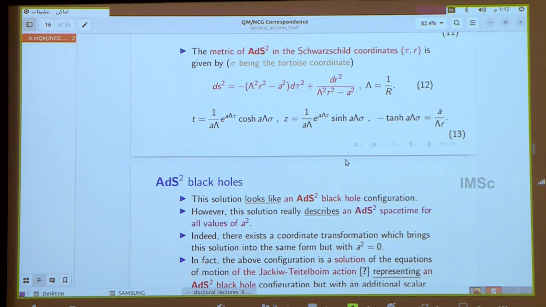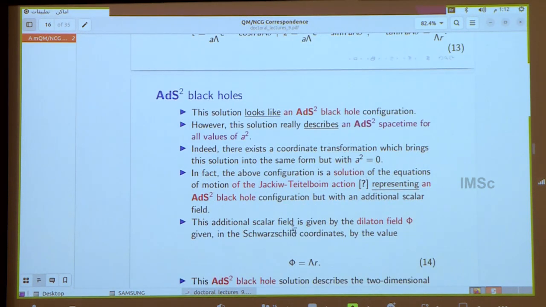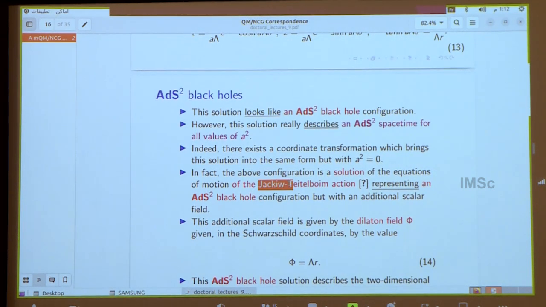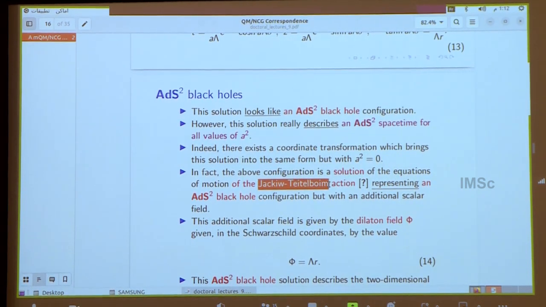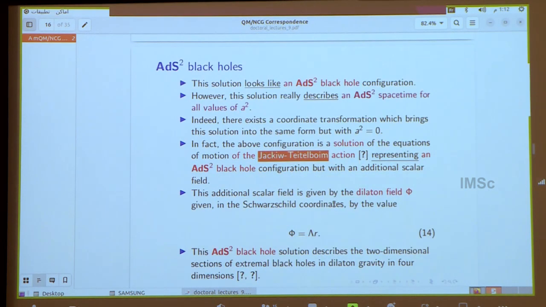If I join this equation 12, which gives me the metric of AdS2 spacetime in Schwarzschild coordinates, with the dilaton field given precisely by this configuration, I get an AdS2 black hole. This is a solution of the celebrated Jackiw-Teitelboim action. Everybody knows that. So this is our configuration. This is our AdS2 black hole configuration.